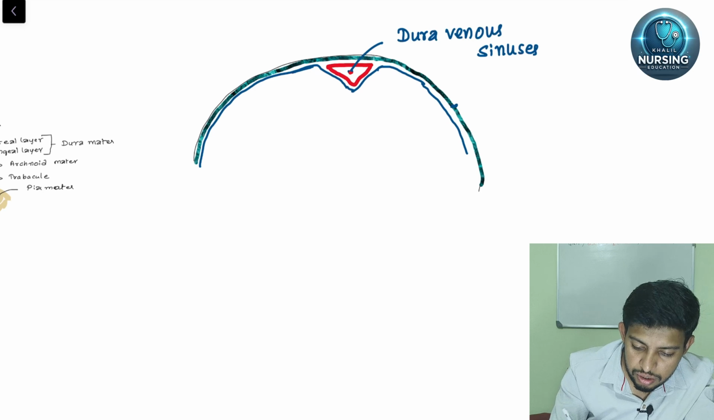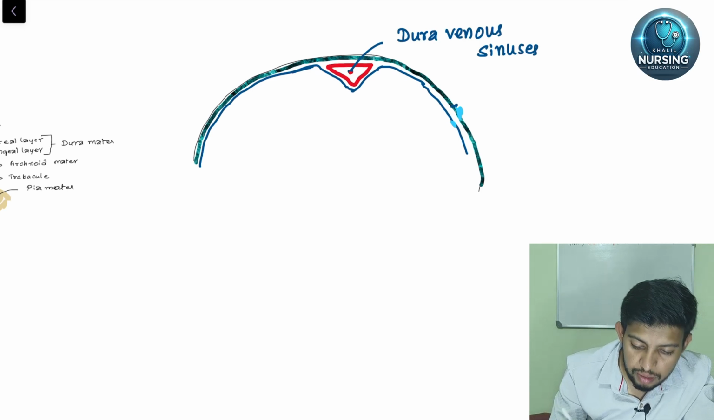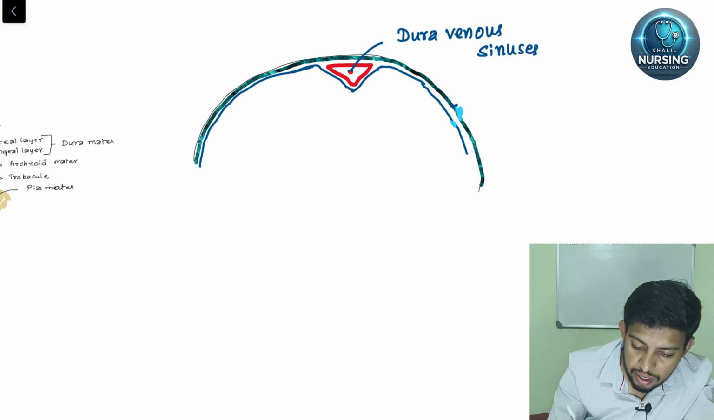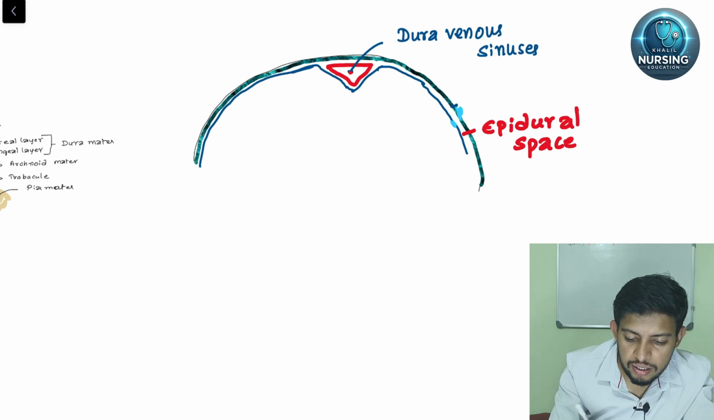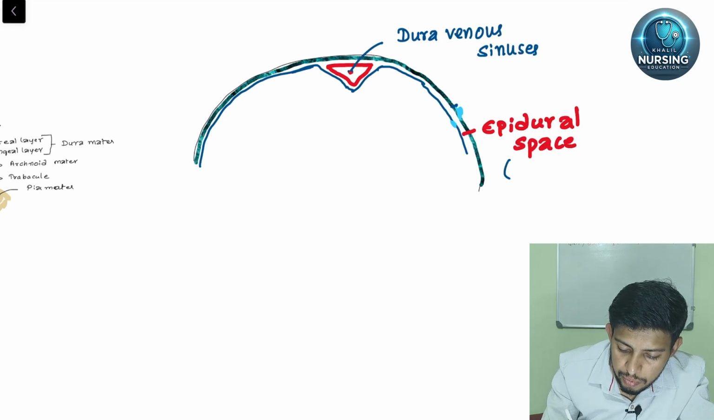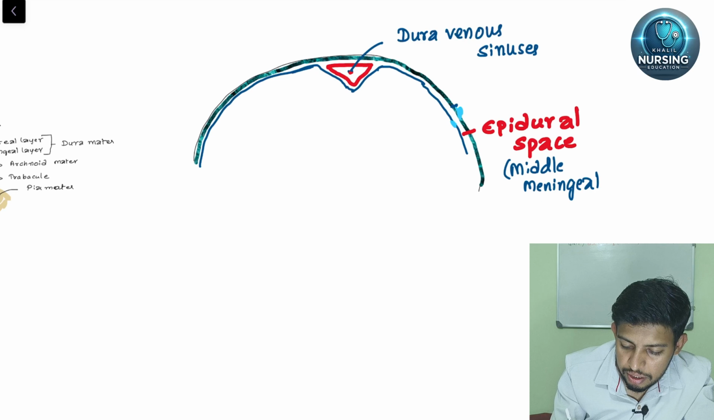This is the periosteal layer, and this one is the meningeal layer. Between the periosteal and meningeal layers there is a space called the epidural space. In the epidural space, the arteries are there. That artery is called the middle meningeal artery.